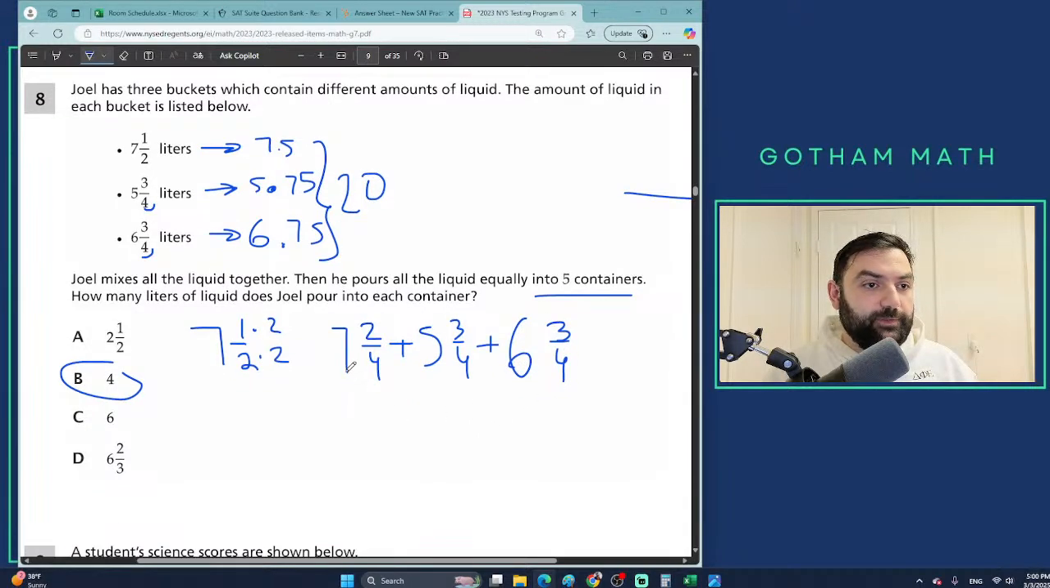Altogether, it will be 7 plus 5, 12, plus 6, 18. So it's 18. And then now we have to add 2/4, 3/4, 3/4. 2 plus 3 is 5, plus 3 is 8. So it's 18 and 8/4. But what is 8/4?